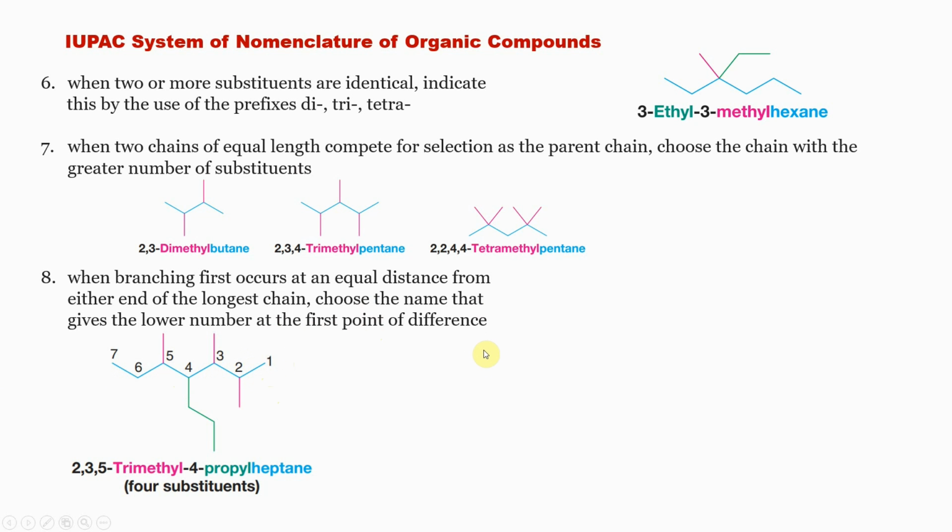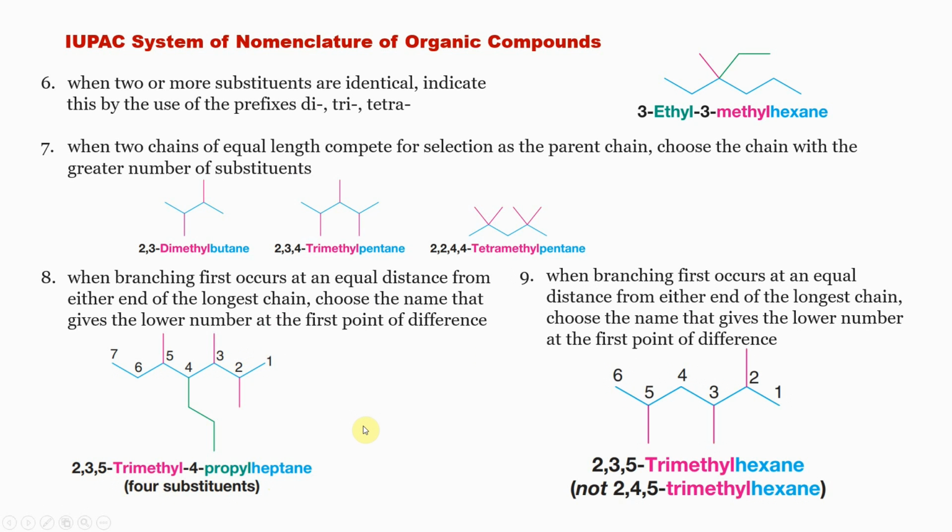These things are, instead of remembering them as rules, we will do examples. That's the best way to know. And again, nobody is asking you to write this. They are asking you to choose the best option in NEET. When branching occurs first at an equal distance from either end, choose the name that gives the lowest number at the first point of difference.